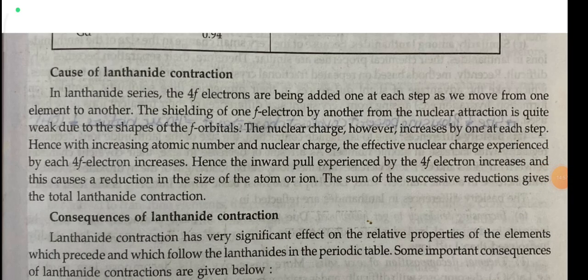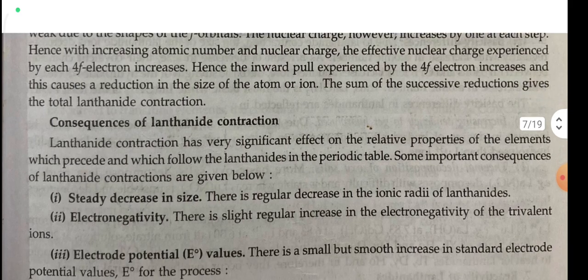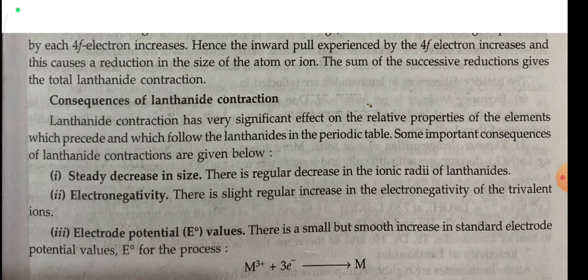Cause of lanthanide contraction. In the lanthanide series, the 4f electrons are added one at each step as we move from one element to the other. The shielding of one f electron by another from the nuclear attraction is quite weak due to the shapes of f orbitals. The nuclear charge, however, increases by 1 at each step. Hence, with increasing atomic number and nuclear charge, the effective nuclear charge experienced by each 4f electron increases. The inward pull experienced by the 4f electrons increases, and this causes a reduction in the size of the atom or ion. The sum of the successive reductions gives the total lanthanide contraction.